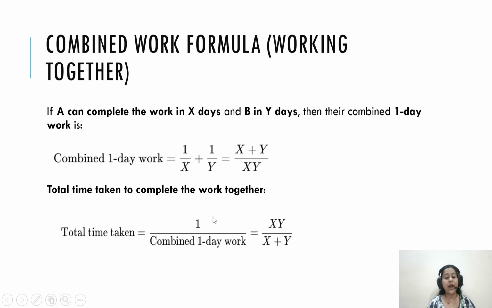So it is actually the reciprocal of how much they are completing in one day. And if you take the reciprocal, you just have to reverse it. So the numerator will become the denominator, and the denominator will become the numerator. So X into Y by X plus Y. So that is the formula.